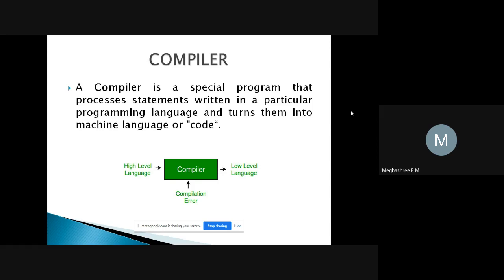You will feed the high level language to the compiler, which will convert it into low level language, or you can say machine code. If it finds any error, if you have not written the program according to the syntax, whatever the language that you're following, either it may be C, C++, Java, or Python, when you compile the code, you may end up with compilation error. So if it is not written according to the syntax, you will end up with errors, right? So that is about the compiler definition.